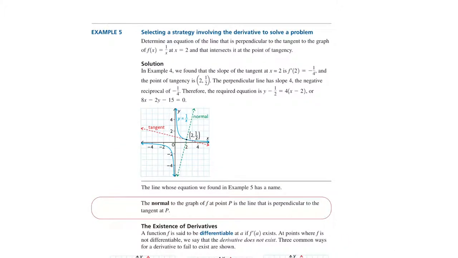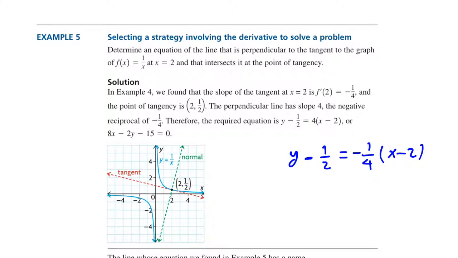To write the equation of the tangent line, what we do is find the slope of the tangent line. The slope of the tangent line at x equals 2 is negative 1 over 4. F prime of 2 and the slope of the tangent line are the same. y minus y1 equals m times x minus x1 is the equation of the tangent line. That means y minus f of 2, which is 1 over 2, equals negative 1 over 4 times x minus 2.